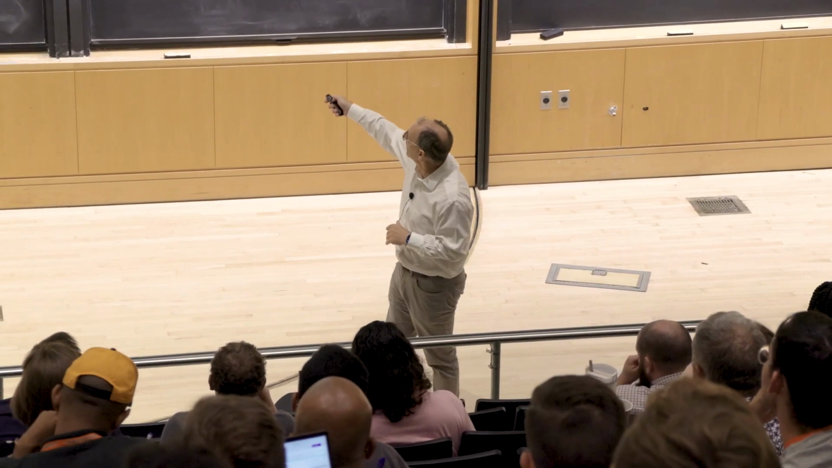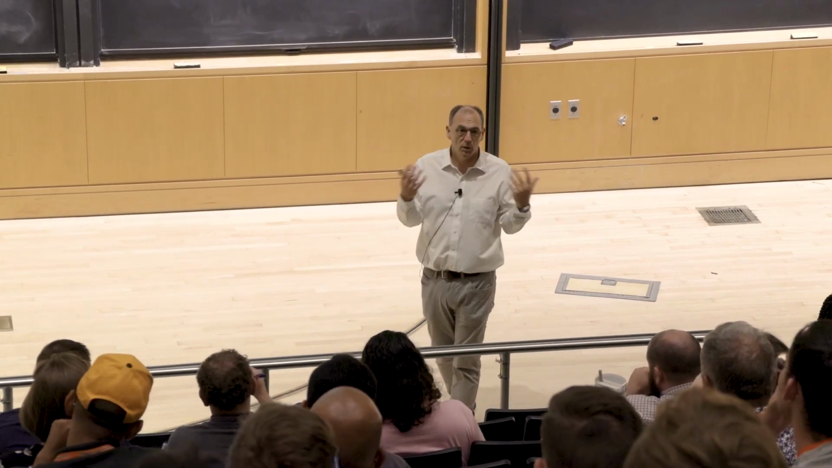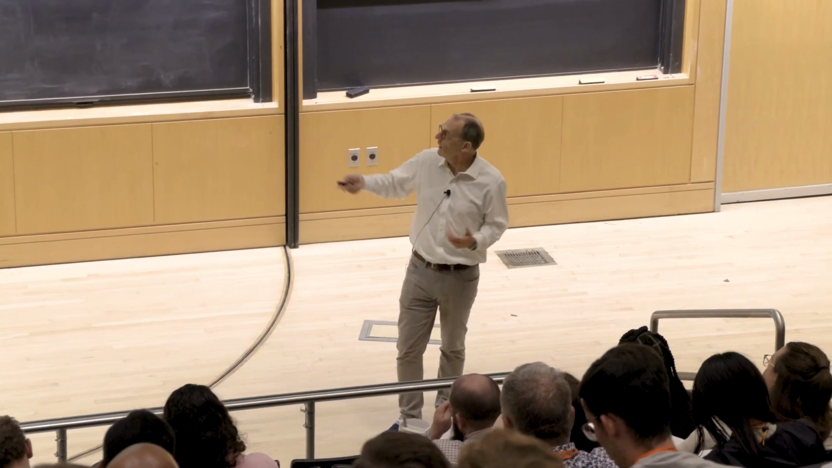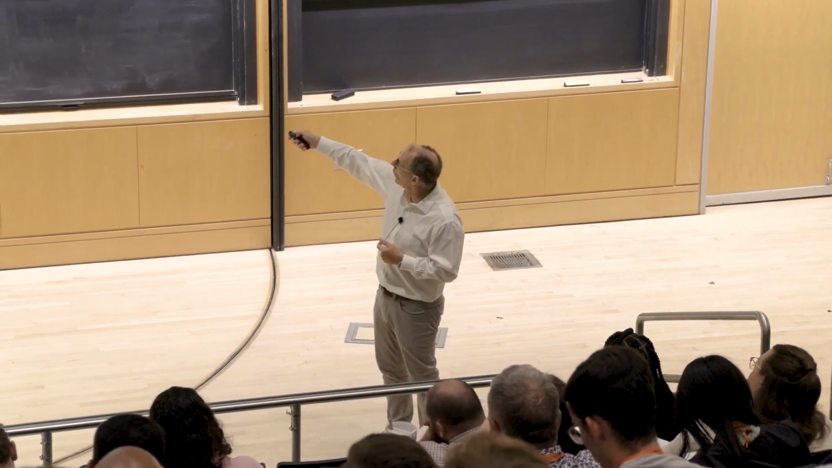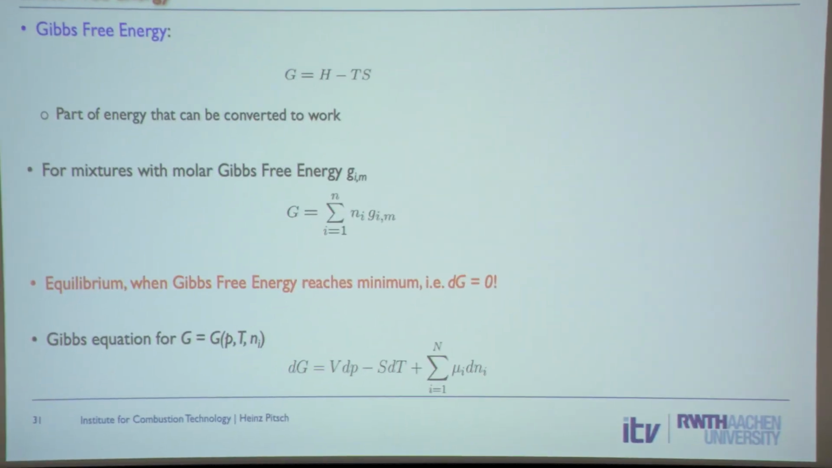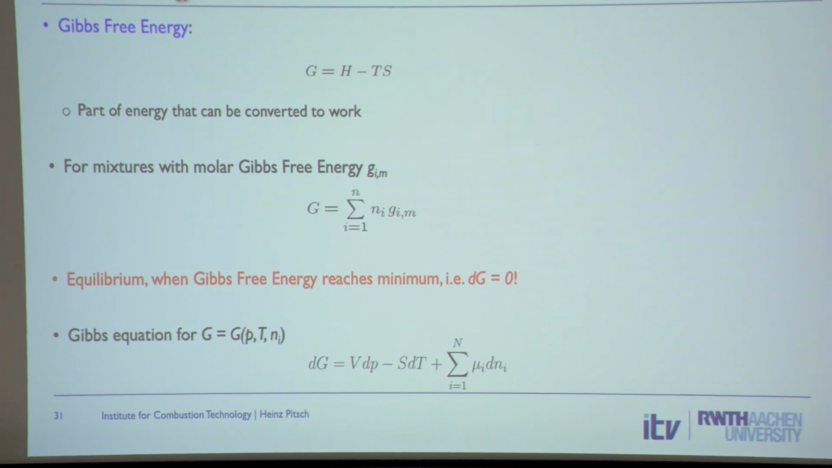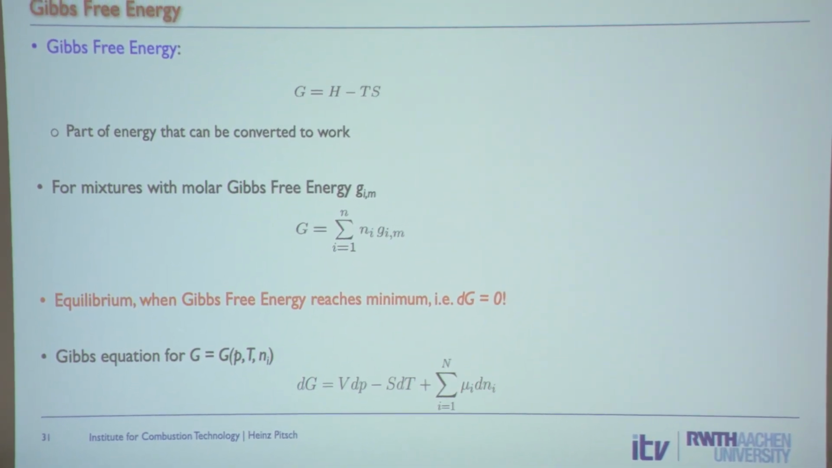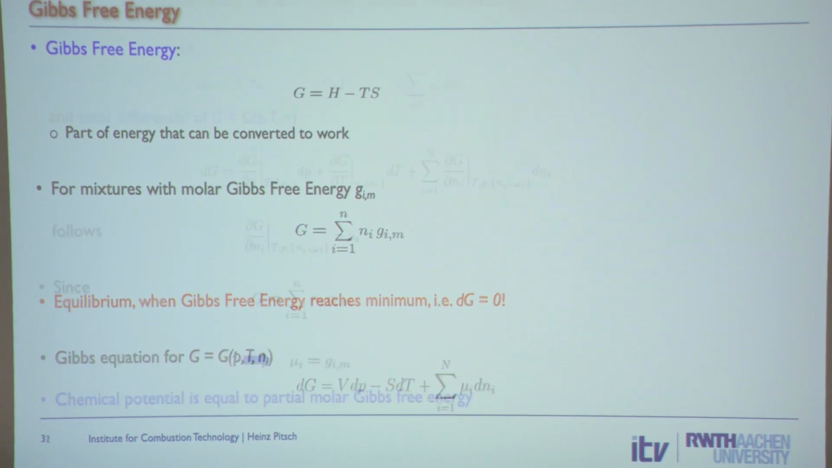And when dn is 0, no more change in composition, that's chemical equilibrium, okay? And so all these three need to be 0 to reach equilibrium, and then the mu factor here, that's what we call the chemical potential.